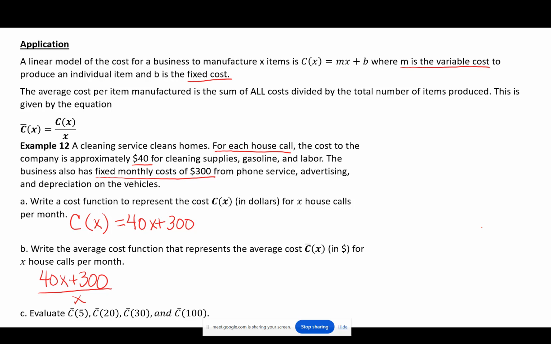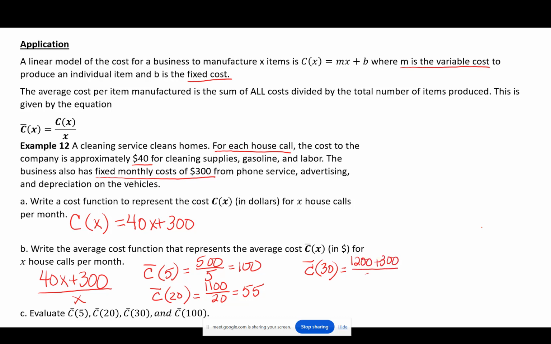Then you want to evaluate that average cost if you make 5 house calls, 20 house calls, 30, and 100. You just plug those in to get those values. C bar of 5 is 500 over 5, which is 100. C bar of 20, you just plug 20 in there and you get 55. If you plug in 30, you're going to get 1200 plus 300 over 30, which is about 50. And if you plug in 100 for x, you're going to get 43.